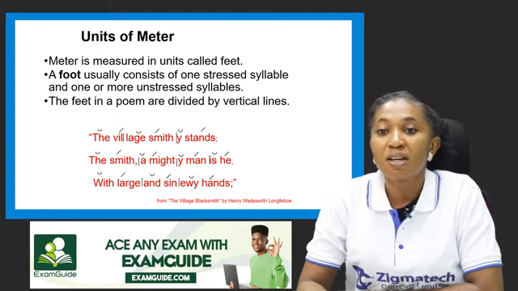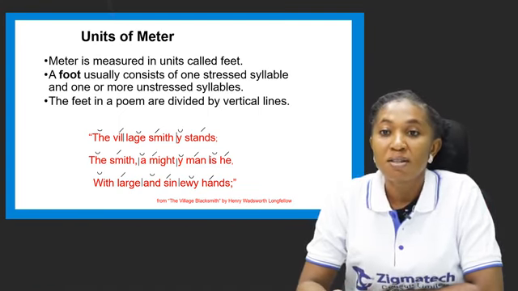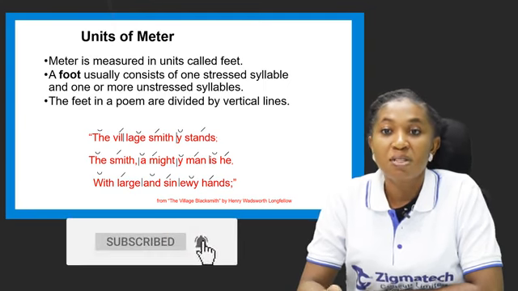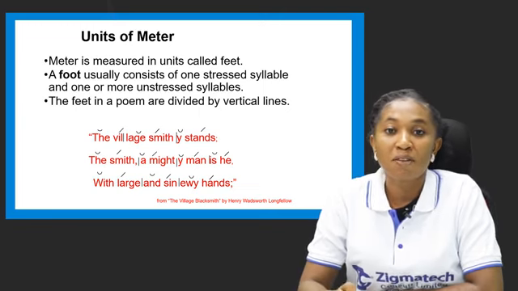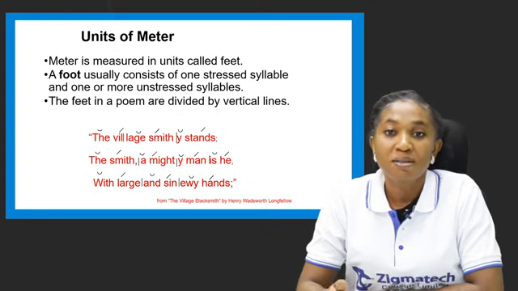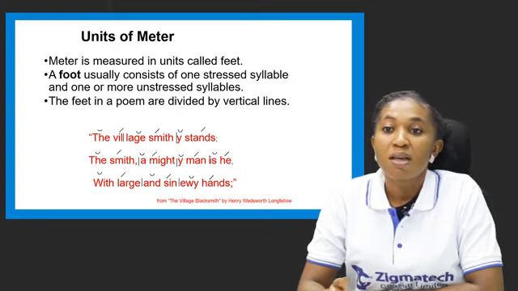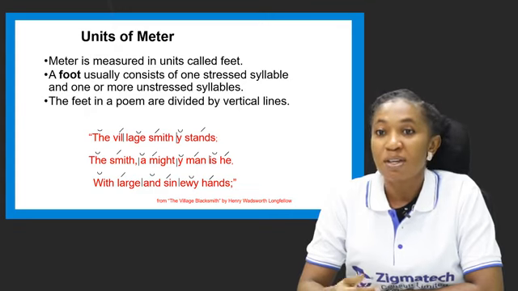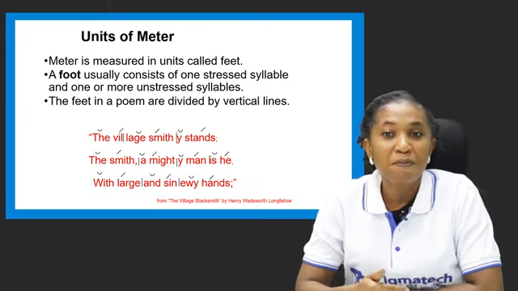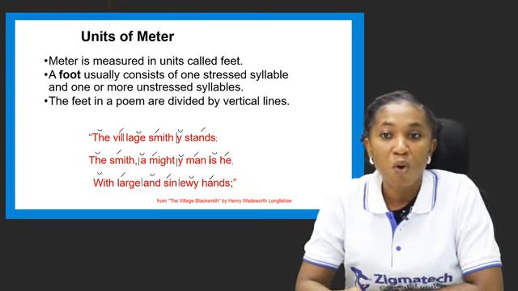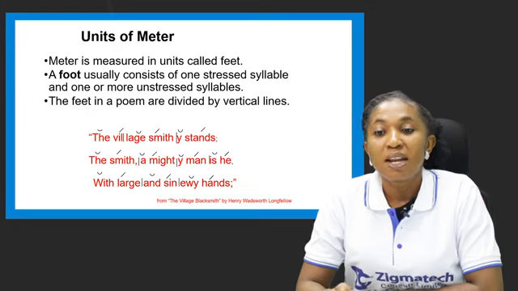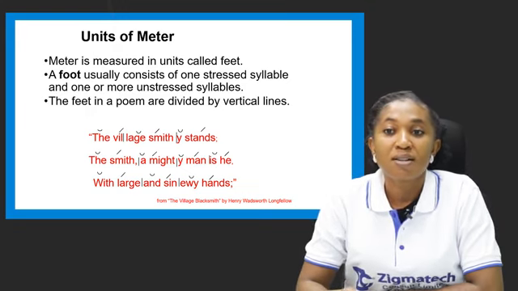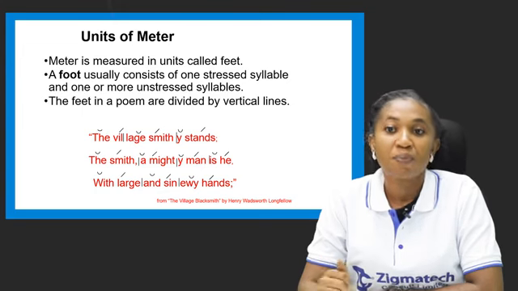Okay? The same goes for the second line, the smith, a mighty man is he. So the smith gives us a foot. A might gives us another foot. A man gives us another foot. Is he gives us another foot. So if you look at this line, how many feet do we have? We have 1, 2, 3, 4. 4 feet. In the last line, we have with large and sinewy hands. Okay.